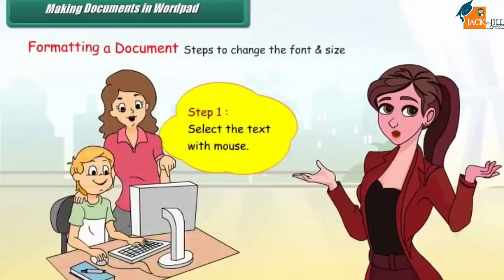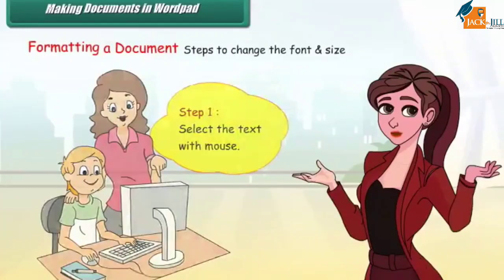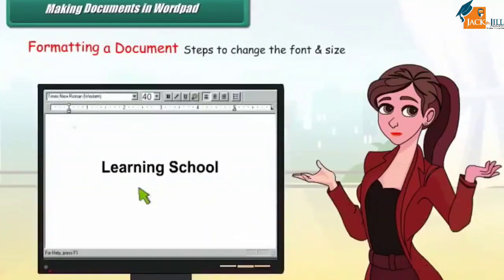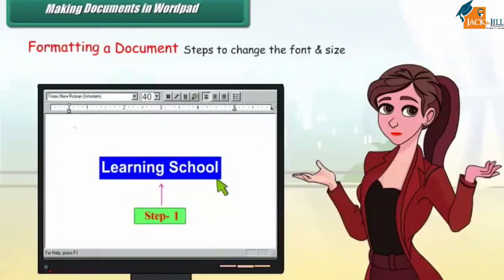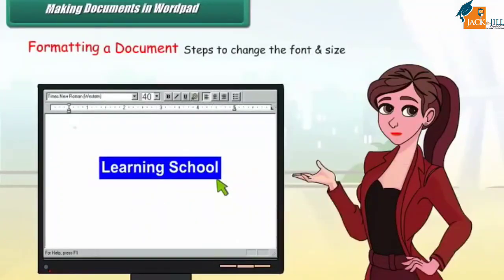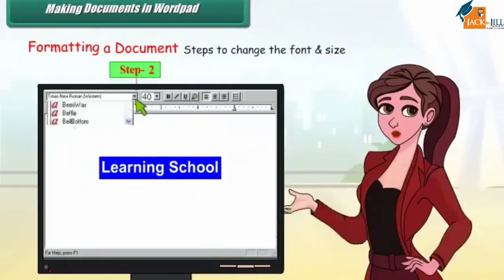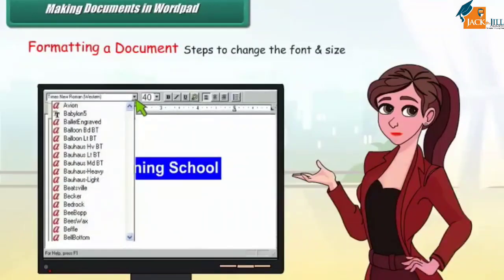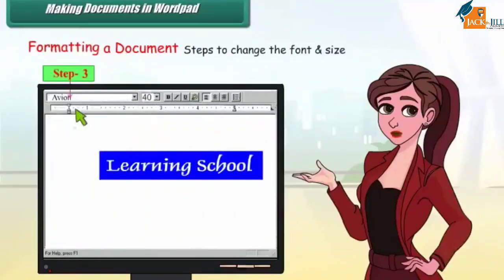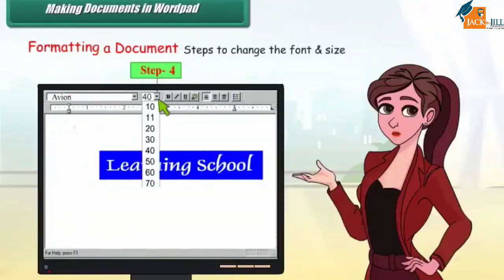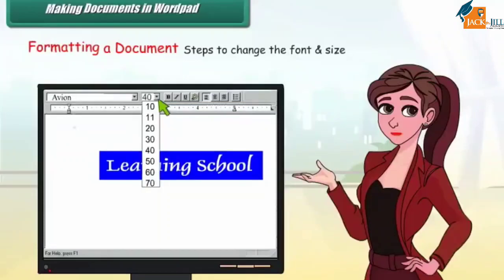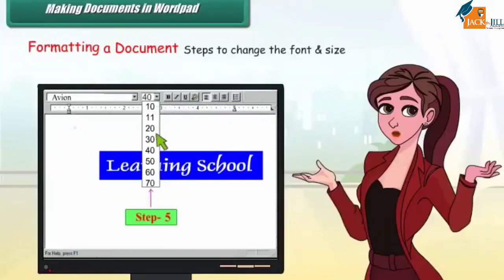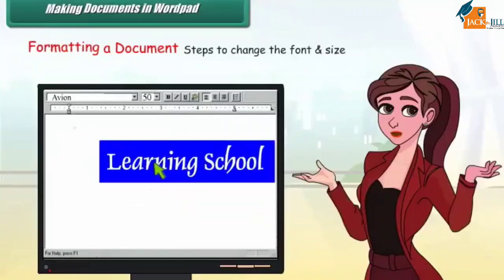Steps to change the font and size. Step 1. Select the text with the mouse. Step 2. Click on the down arrowhead in the font list box. Step 3. Select the font type from the list of fonts available. Step 4. Click on the font size box. Step 5. Click on the required font size. Larger the number, greater is the size of the text.